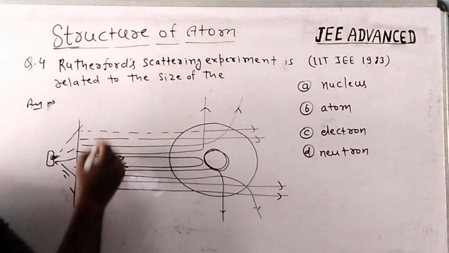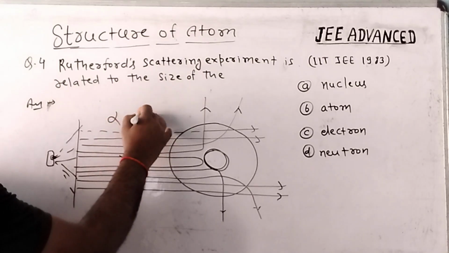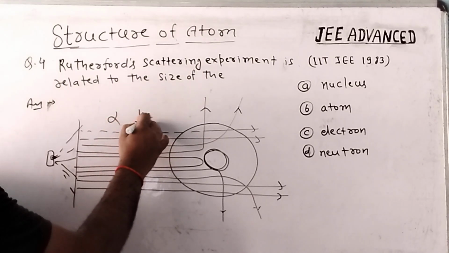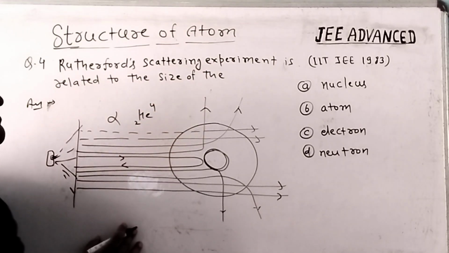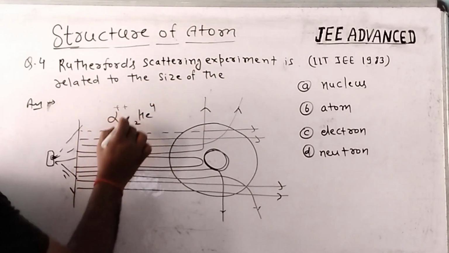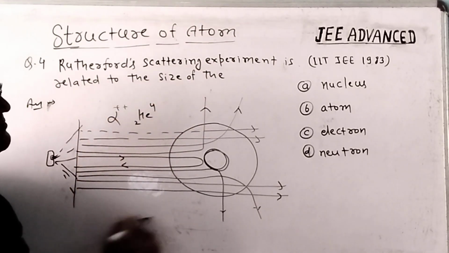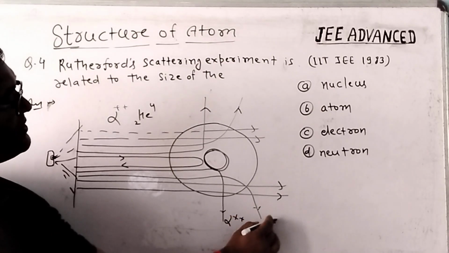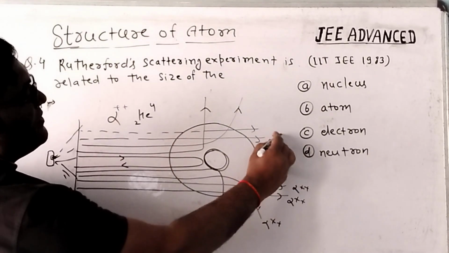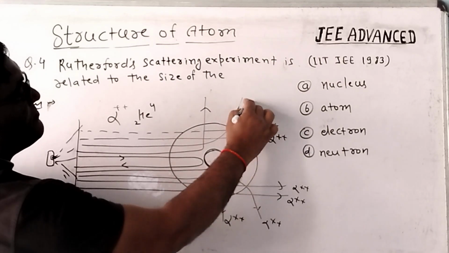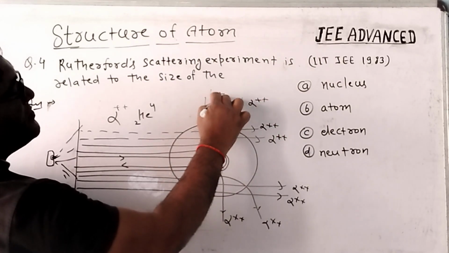Now an alpha particle is just like helium, having two positive charges and mass equal to 2 mu or 2 hydrogen atoms. So alpha carries two positive charges, alpha is double positive.